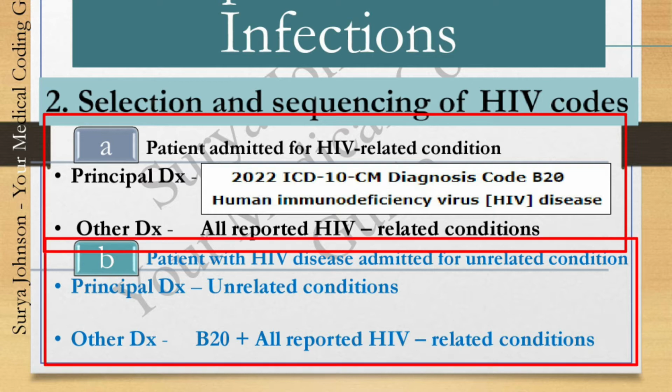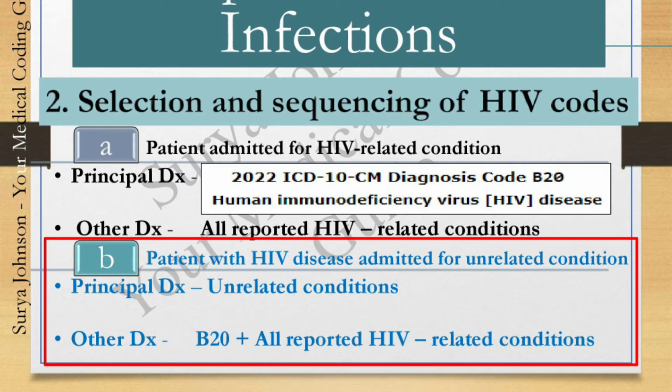The second scenario is a patient with HIV disease admitted for unrelated conditions. The patient already has established HIV disease, but the visit to the facility or the doctor is not related to the HIV disease. In this case, the principal diagnosis should be the unrelated condition, and the secondary diagnosis should be B20, that is the HIV disease, and also add all reported HIV related conditions.